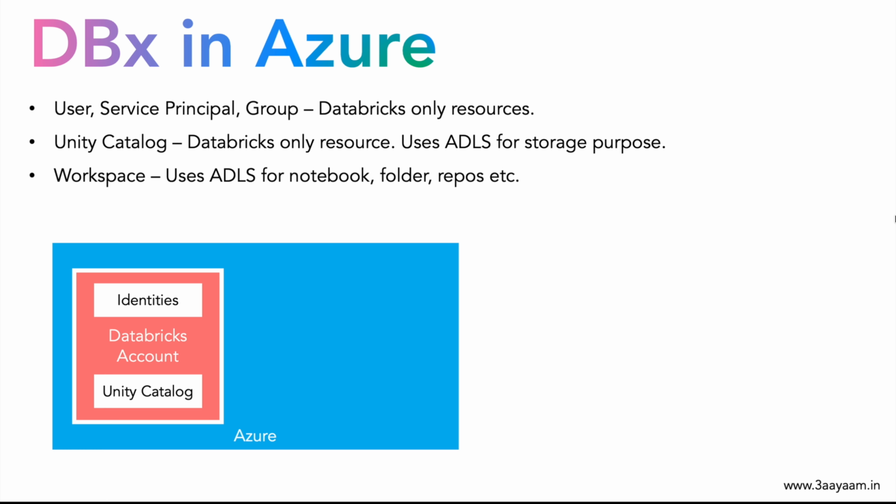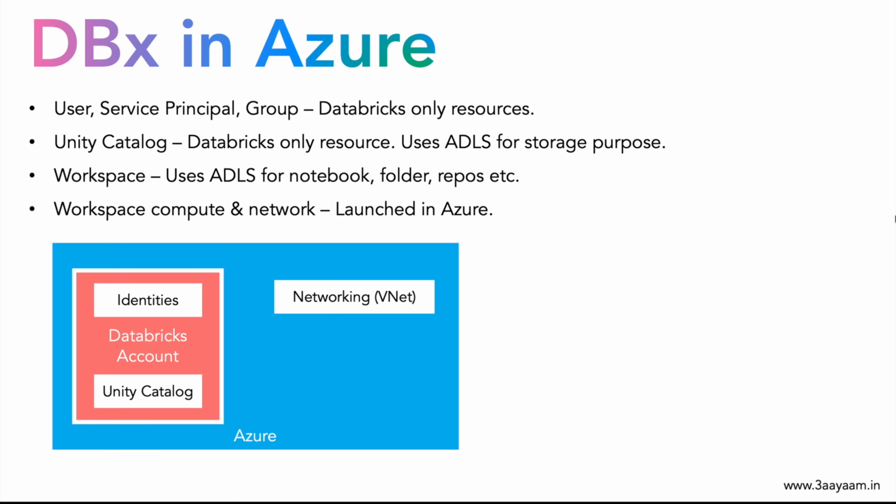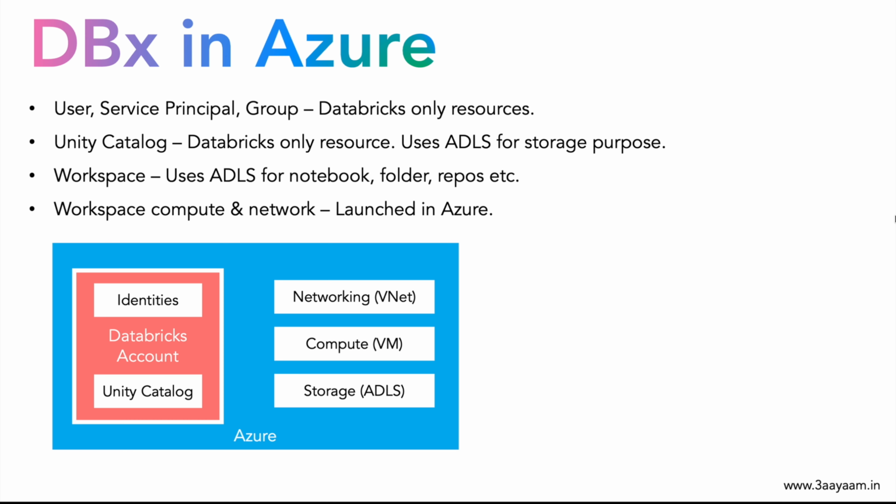But when you talk about the workspace components like the notebooks, folders, repos, etc., they use ADLS or essentially the blob storage of Azure. Then you have workspace compute and network, and these are launched in Azure. So the networking would be defined in Azure using VNet or virtual network. The compute would be defined using Azure virtual machines, and the storage would be Azure blob storage, but these would be defined in Azure and they would be mapped or assigned to the Databricks account. So this is how Databricks components use the Azure resources.